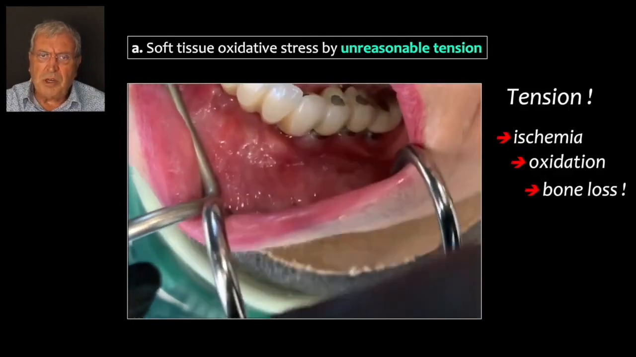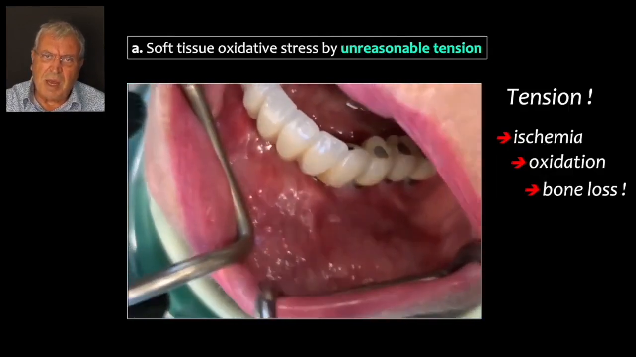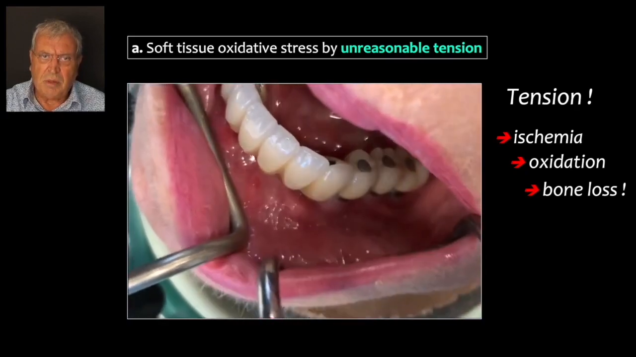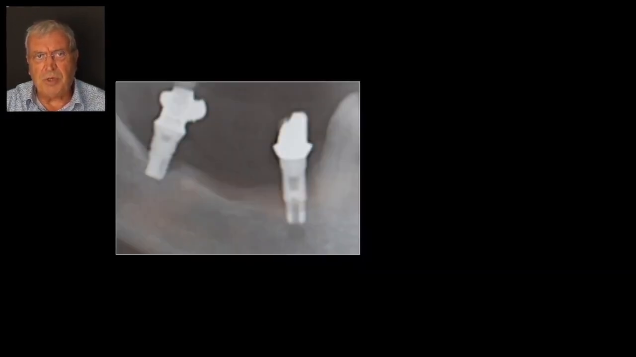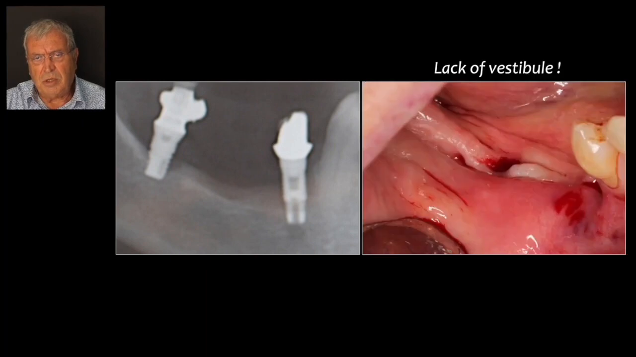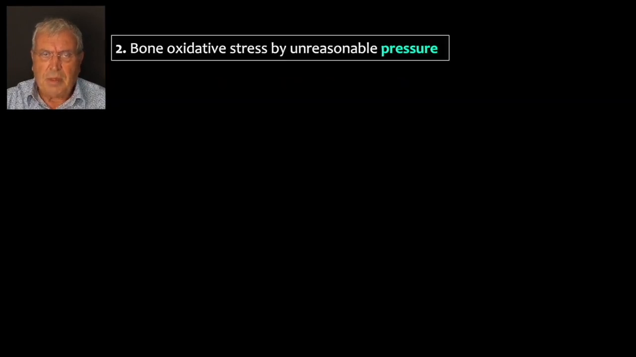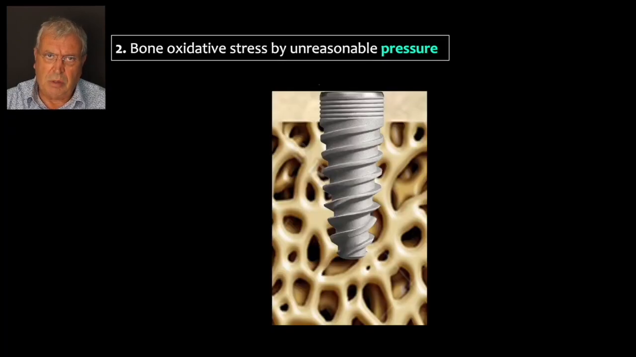Tension. We know that tension induces ischemia and oxidation. Then we need to be careful about the tension when we do the surgery. When we have this kind of periimplantitis, look at the tension. There is no vestibule. Bone loss follows chronic tension. We have also oxidation by unreasonable pressure, meaning inadapted torque.